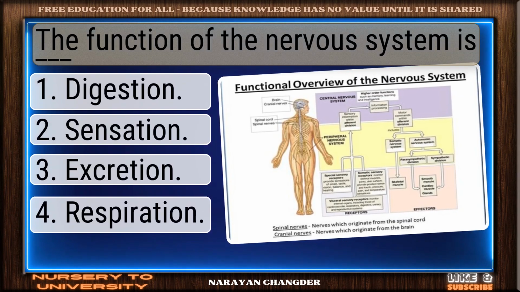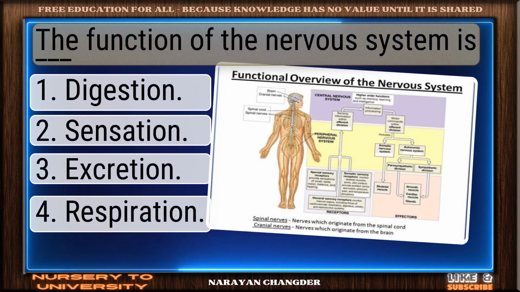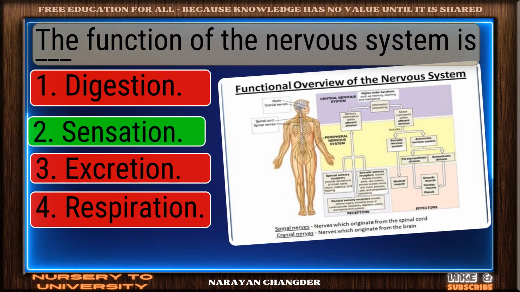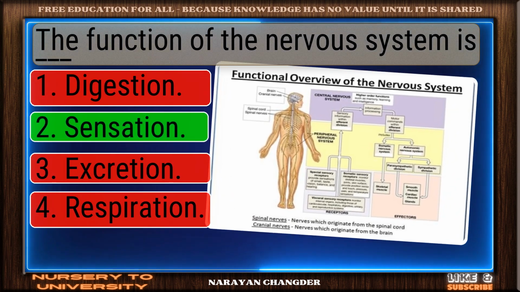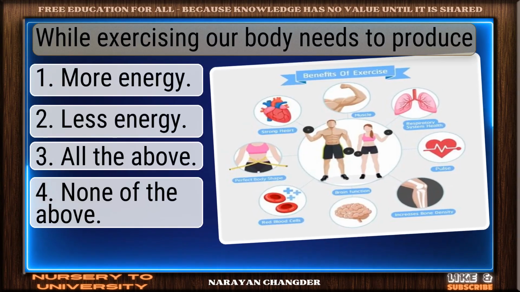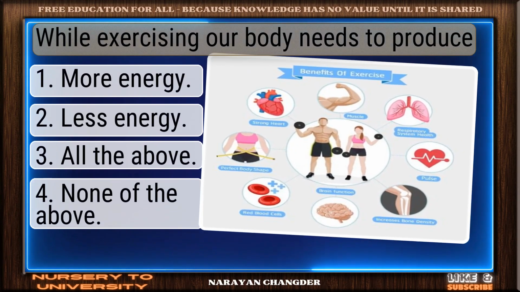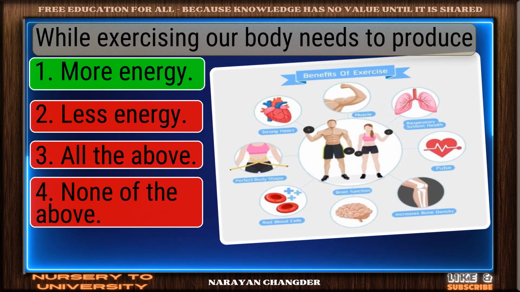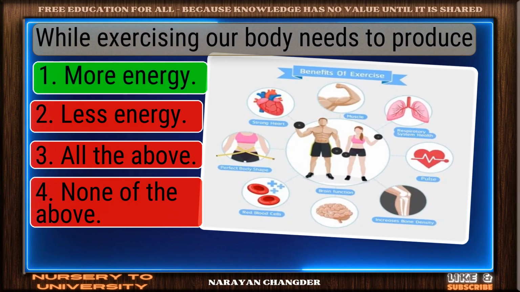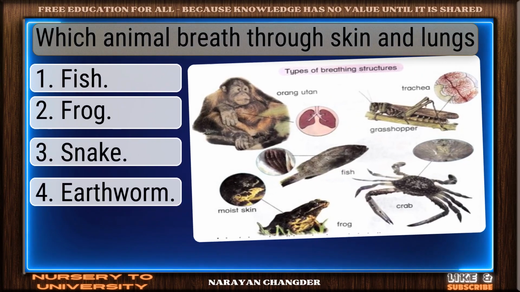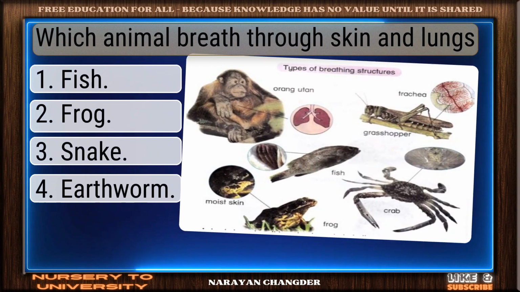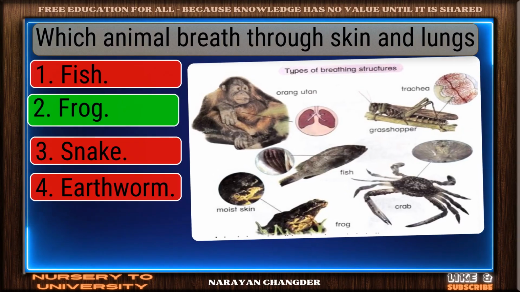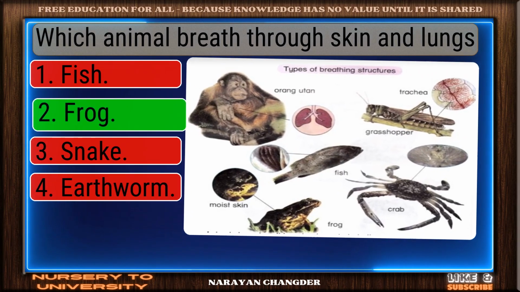Question number 85. The function of the nervous system is dash. Excellent choice. Sensation is the right answer. Question number 86. While exercising, our body needs to produce. Right choice. More energy is the best answer. Question number 87. Which animal breathes through skin and lungs? Great thinking. Frog is the right choice.